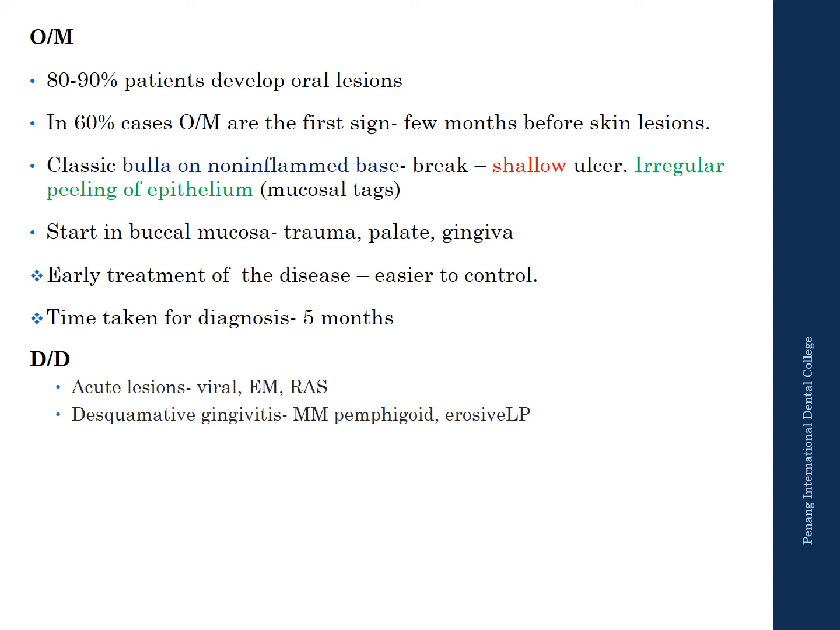multiple lesions. So, some acute conditions like viral infections or erythema multiforme or recurrent aphthous ulcers can also form the differential diagnosis, and the ulcers in the oral cavity can look very similar to any of these diseases. Desquamative gingivitis is something important that we need to consider. And mucous membrane pemphigoid and erosive lichen planus also manifest in a very similar way as pemphigus vulgaris in the oral cavity when the gingiva is affected.